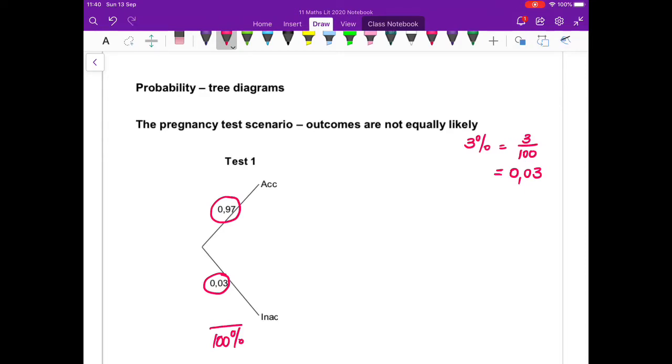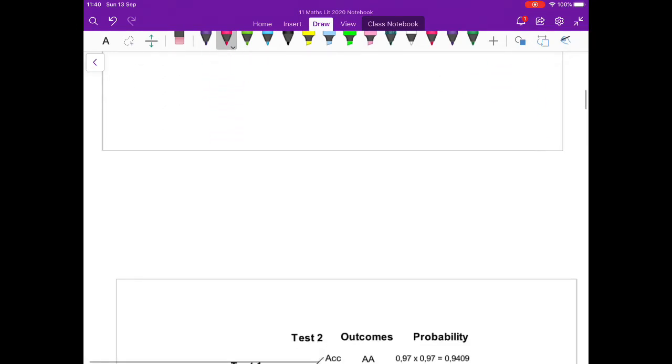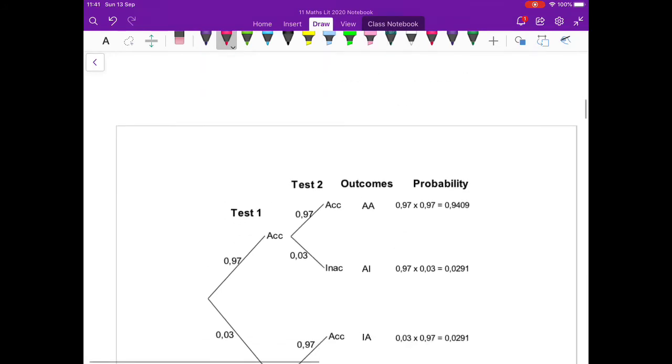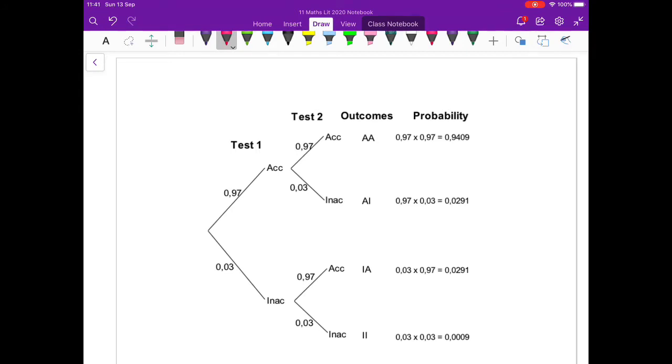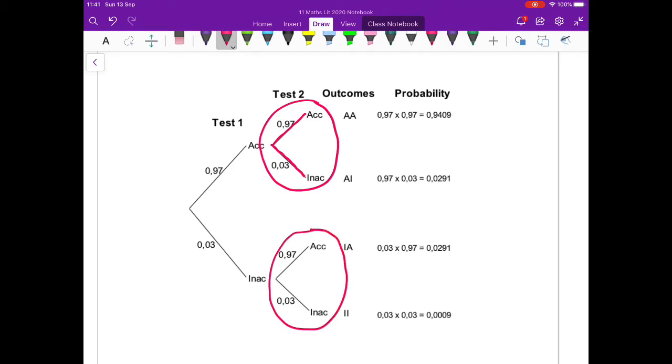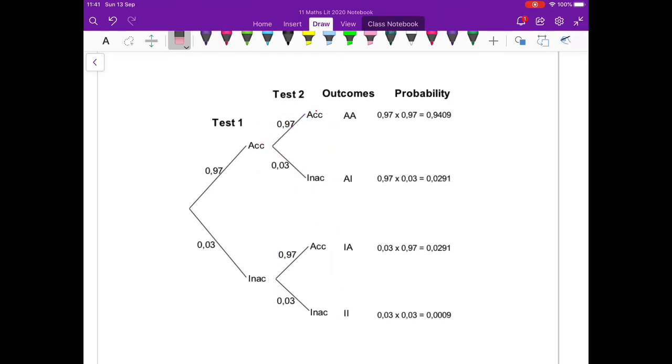But normally people want to have 2 pregnancy tests just to check the accuracy of it. So what has happened when you do the second test? Either you can get an accurate outcome or an inaccurate one. Now remember, what we put on this branch, we're going to duplicate and put on the bottom branch. So you do your thinking in the top branch, and then you just duplicate it on the bottom branch.